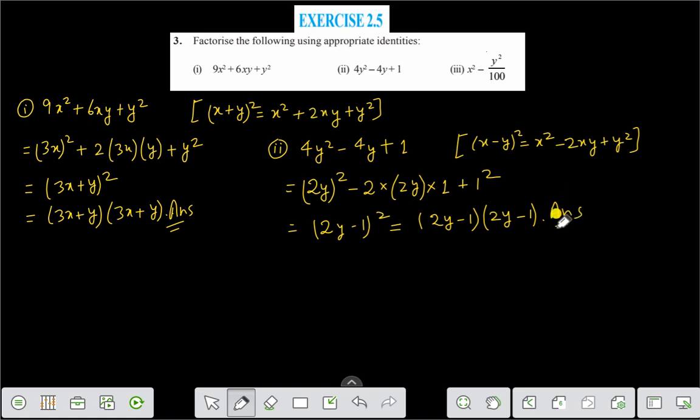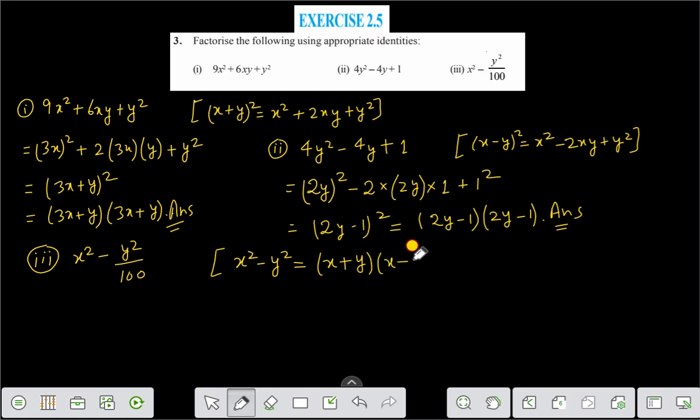Let's solve question number 3. Question number 3 is x square minus y square by 100. We'll apply an identity, that is x square minus y square is equal to (x plus y) into (x minus y). We'll use this identity here.